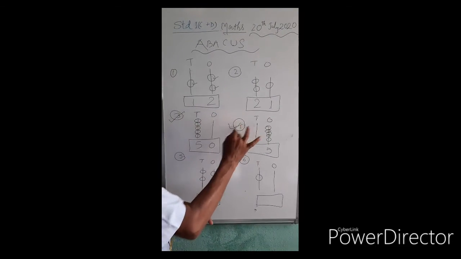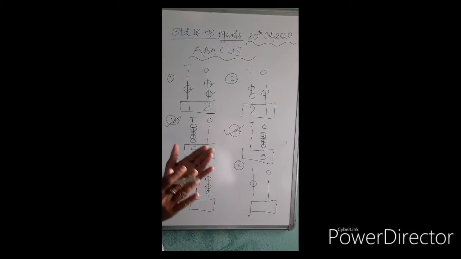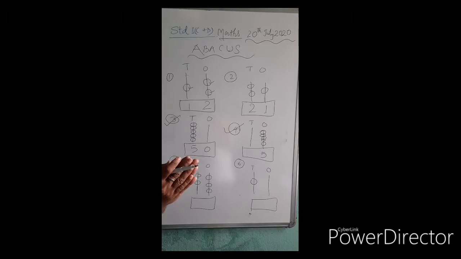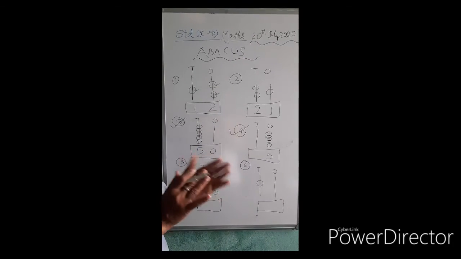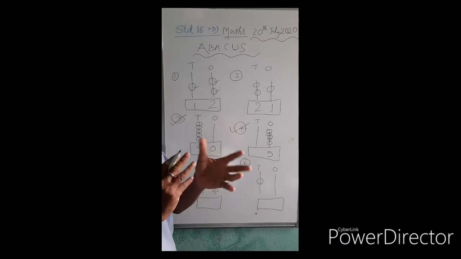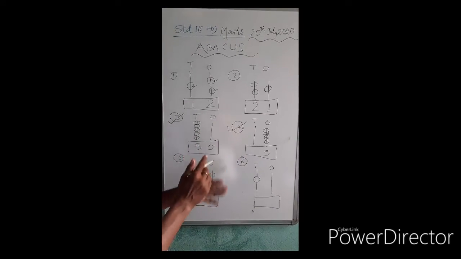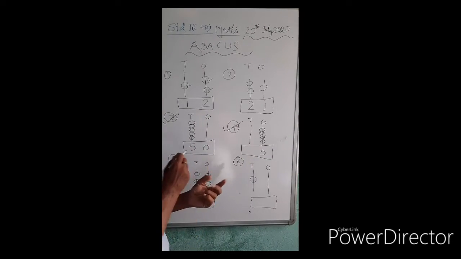Now the 2 spikes. Question number 3 and 4. Just I have selected question 3 and 4. Very carefully, that this differentiate 5 and 50. That 5 and 50 are different numbers, and the representation of 5 and 50 is also different.